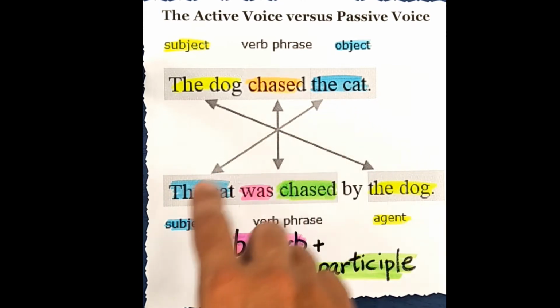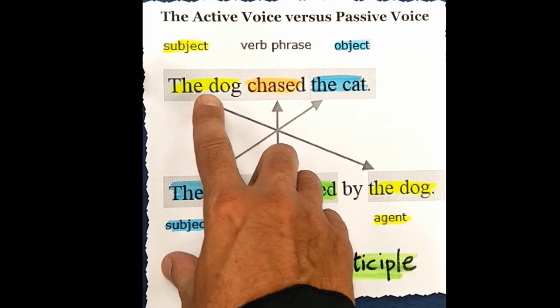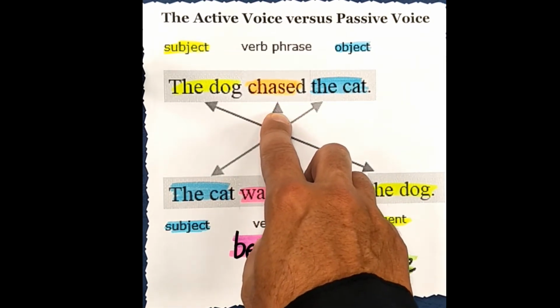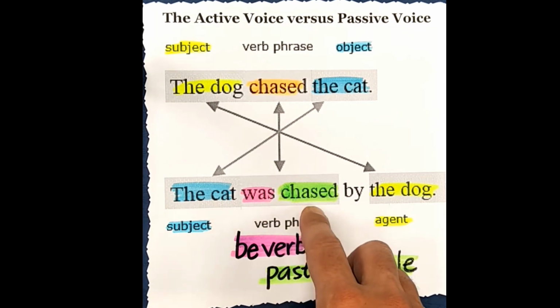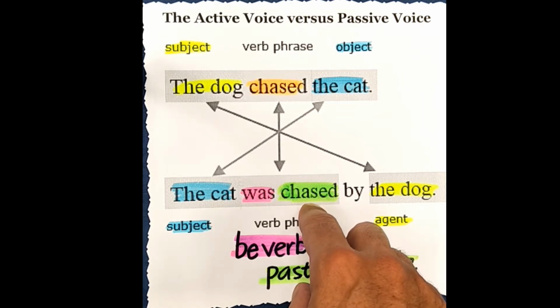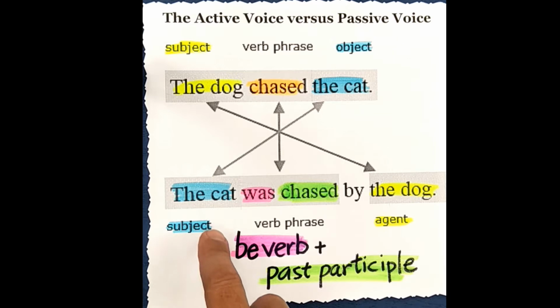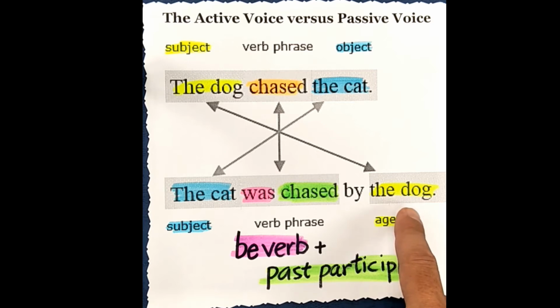So the cat comes up front and becomes the new subject. The subject goes in back and it becomes the agent. The simple past verb changes to the simple past be verb and the past participle for chase. Remember, chase, chased, chased. So the passive voice now reads, the cat was chased by the dog.